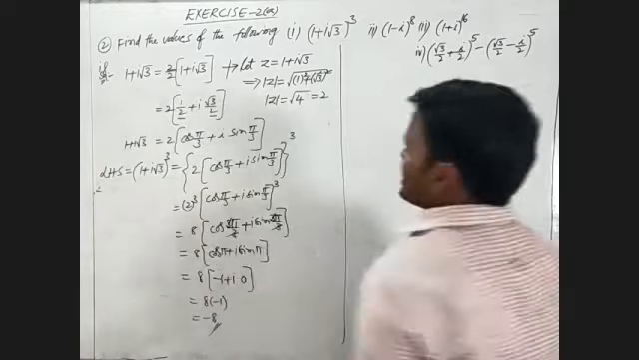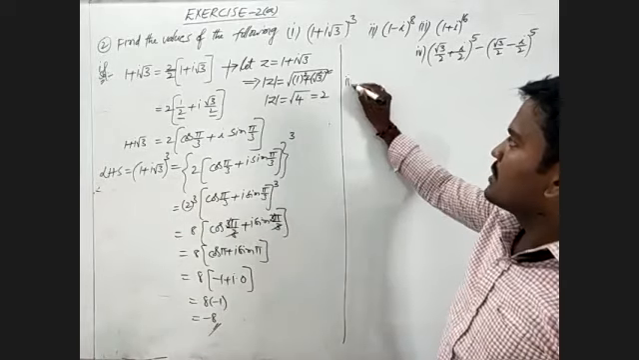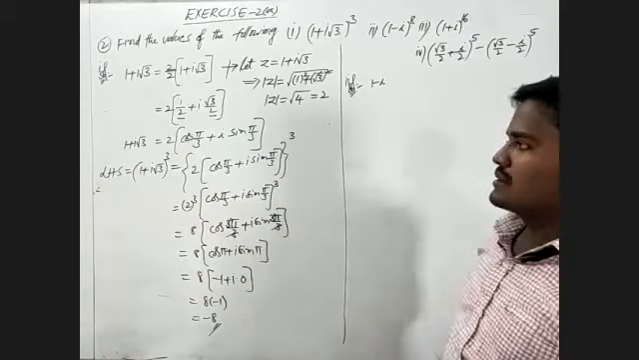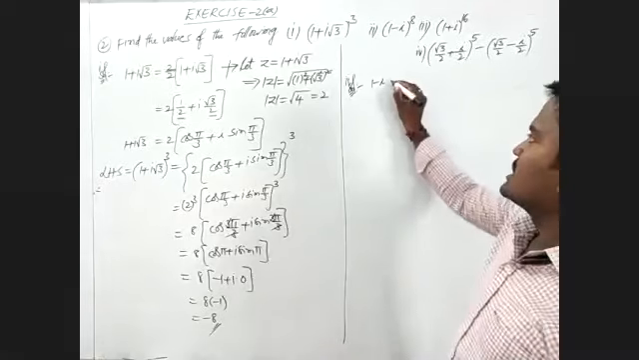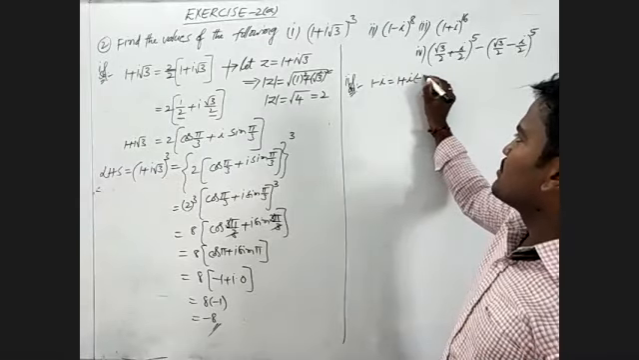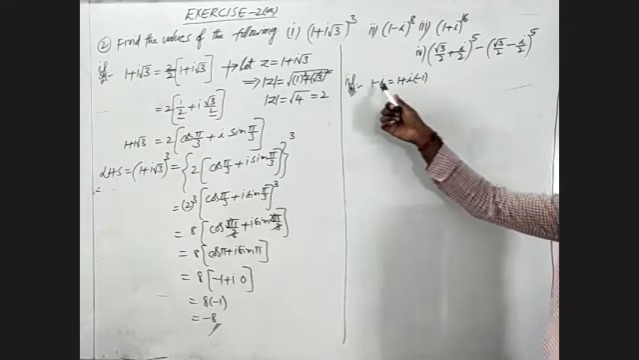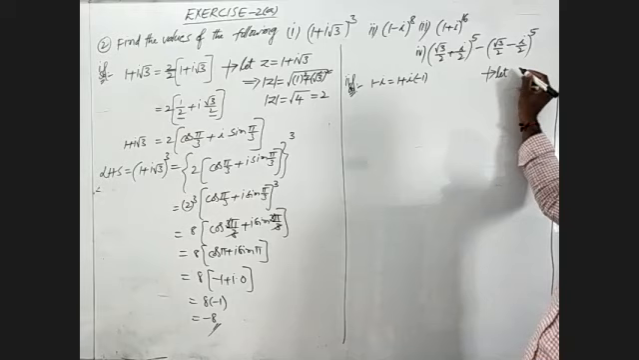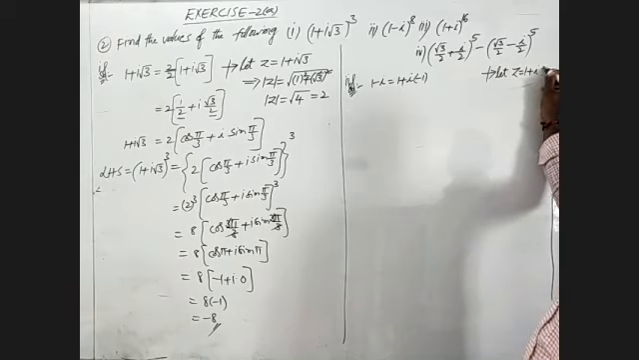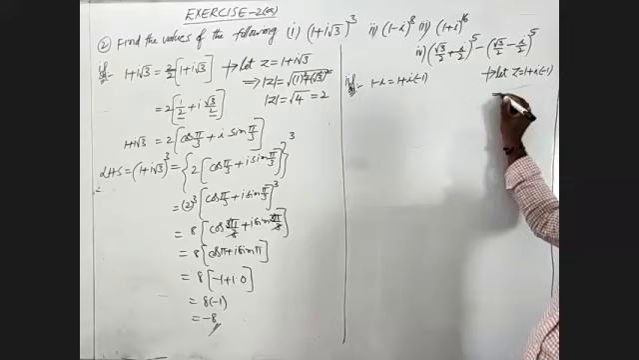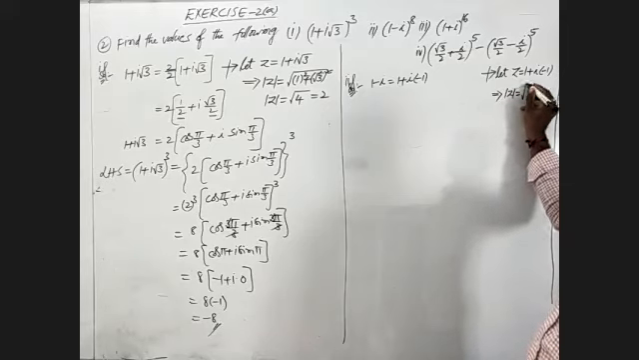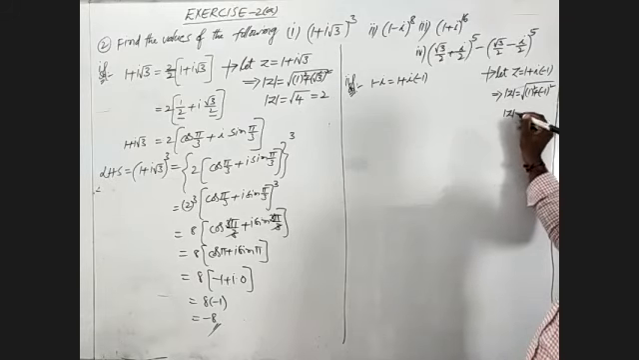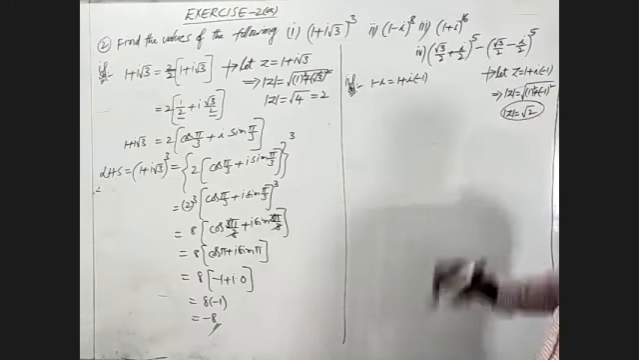Now I am going to the second one. I will take this one, 1 minus i. This I will write as 1 plus i into minus 1. Here we will take a complex number z is equal to 1 plus i into minus 1. Its modulus is nothing but root of 1 square plus minus 1 square, that is mod z is nothing but root 2.